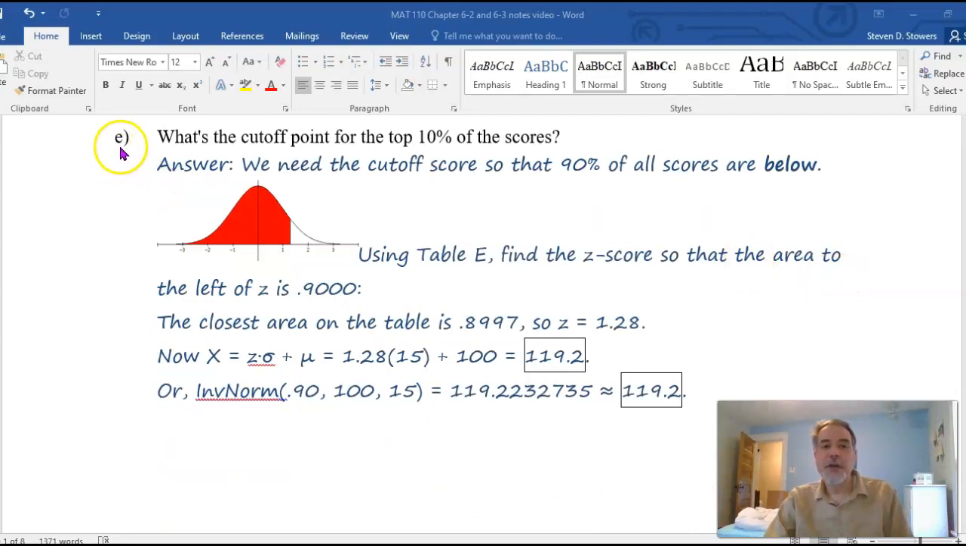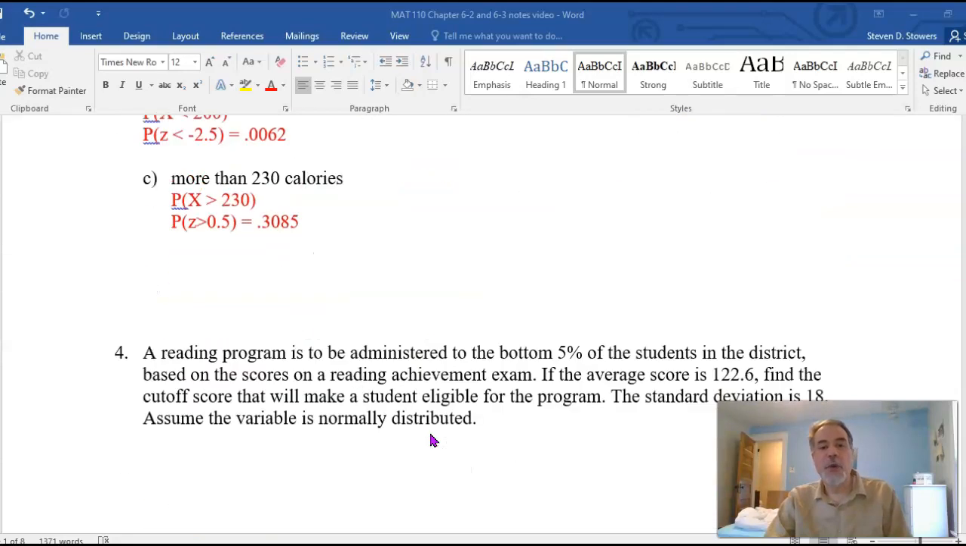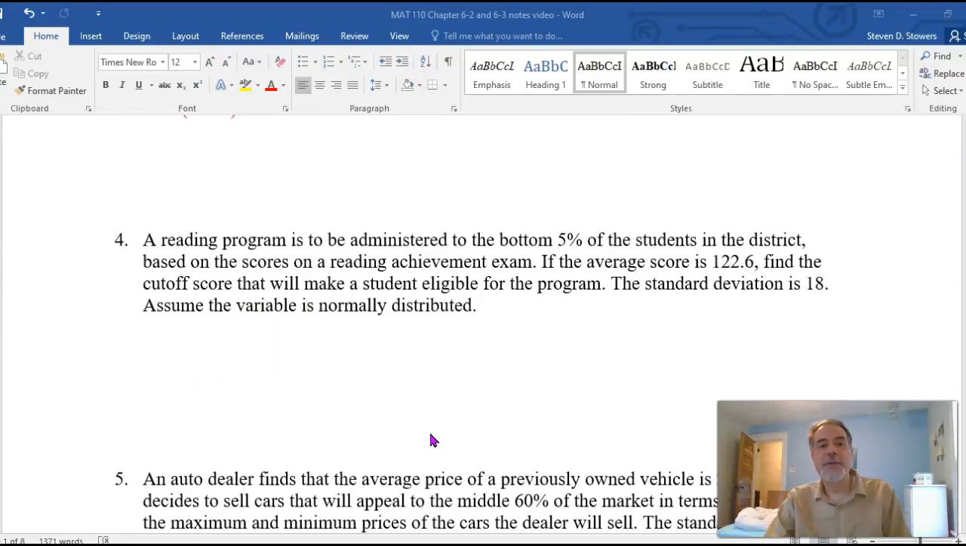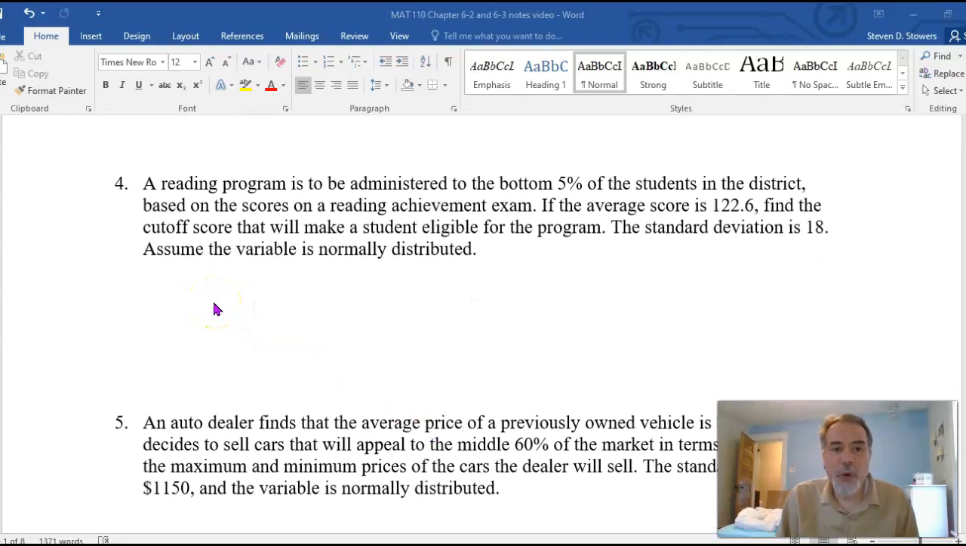On the notes, you'll find one example of a problem that's already worked out, so you can look at this on your own time. But the one I'm going to do for you right now is example 4. It says a reading program is to be administered to the bottom 5% of the students in the district based on the scores on a reading achievement exam. If the average score is 122.6, find the cutoff score that will make a student eligible for the program. The standard deviation is 18. Assume the variable is normally distributed.